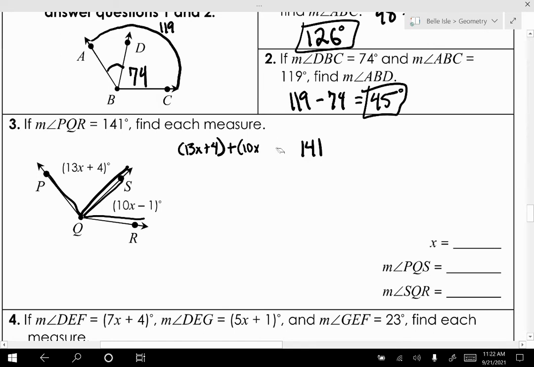Thank you. So now we just solve the equation. You need to combine like terms and find x.